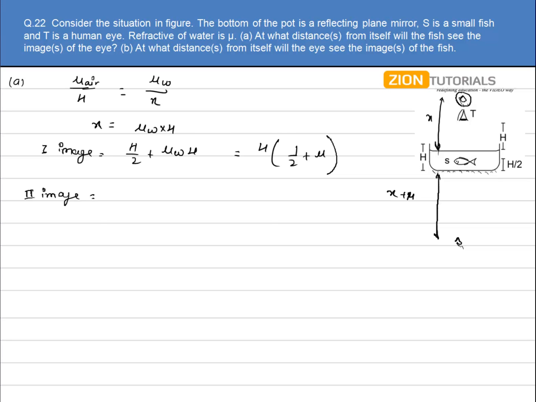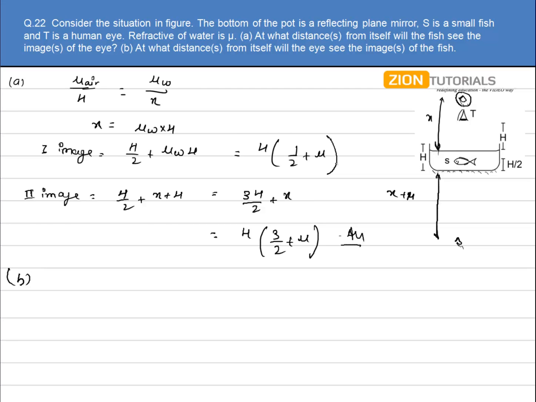So the object is at a distance x plus h, so image will be formed at a distance x plus h. So the distance of the image from the fish will be equal to h by 2 plus x plus h. It comes out to be 3h by 2 plus x, where the value of x is mu w into h. So it comes out to be h into 3 by 2 plus mu. That is the answer.